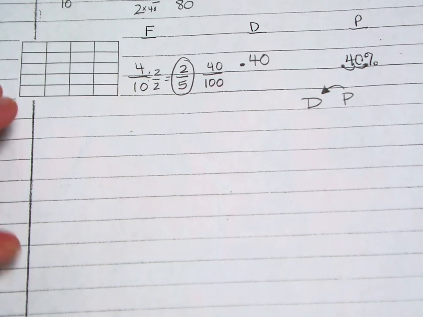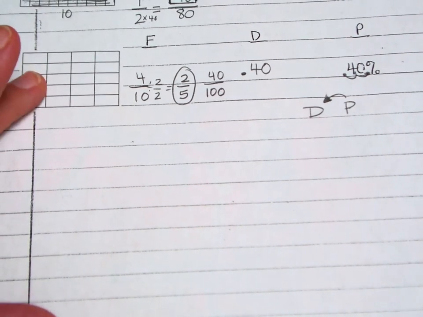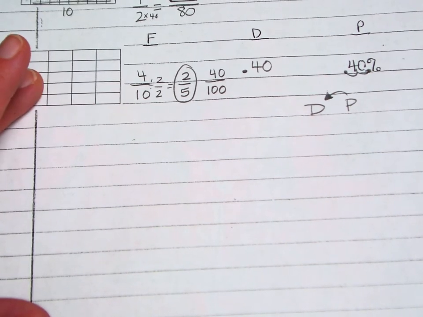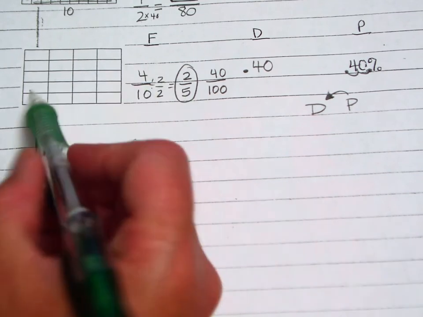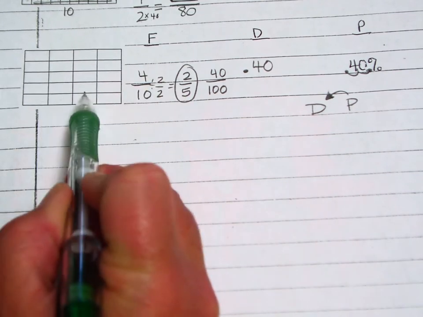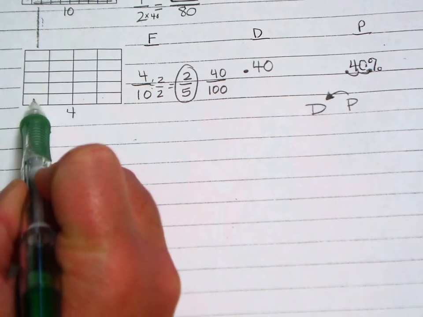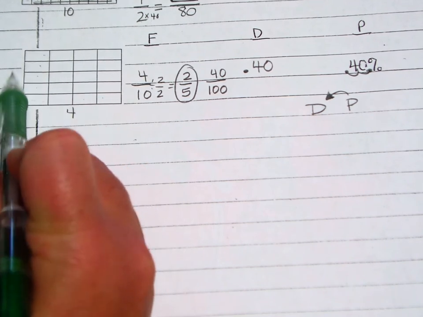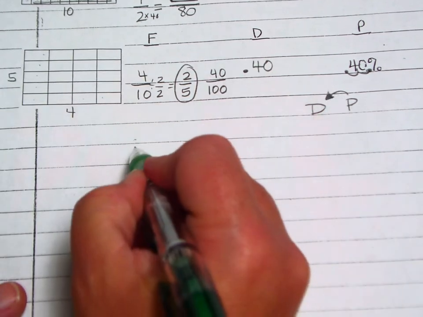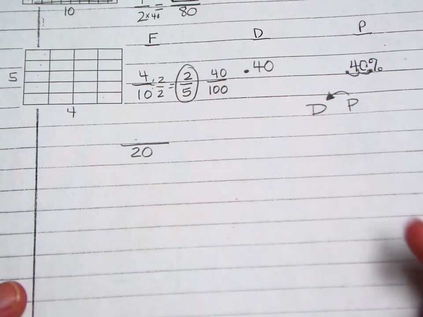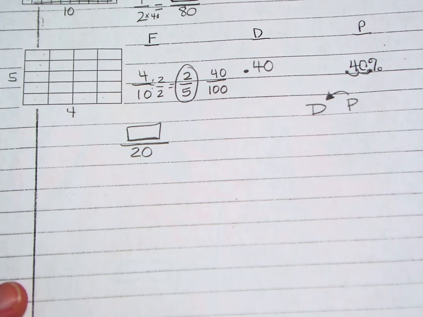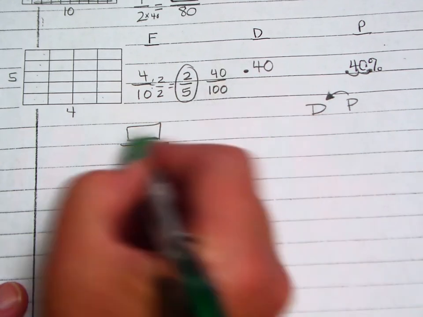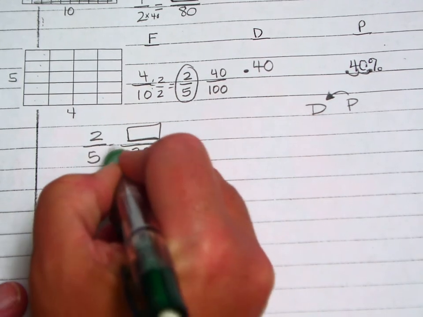Now we need to shade enough pieces of this picture to represent 2 fifths. So if you count the number of boxes again, 1, 2, 3, 4, 1, 2, 3, 4, 5. How many total boxes do we have? 20. We need to know how many of those get shaded so that it will represent 2 fifths.